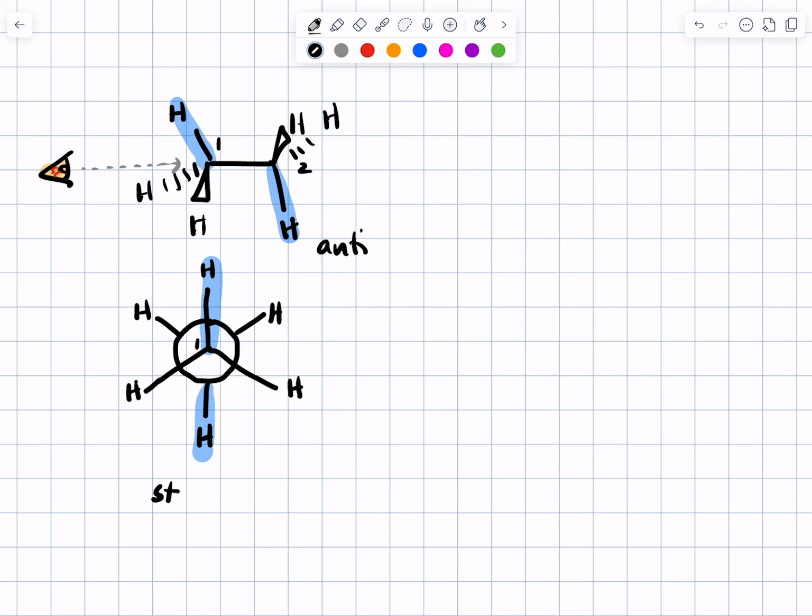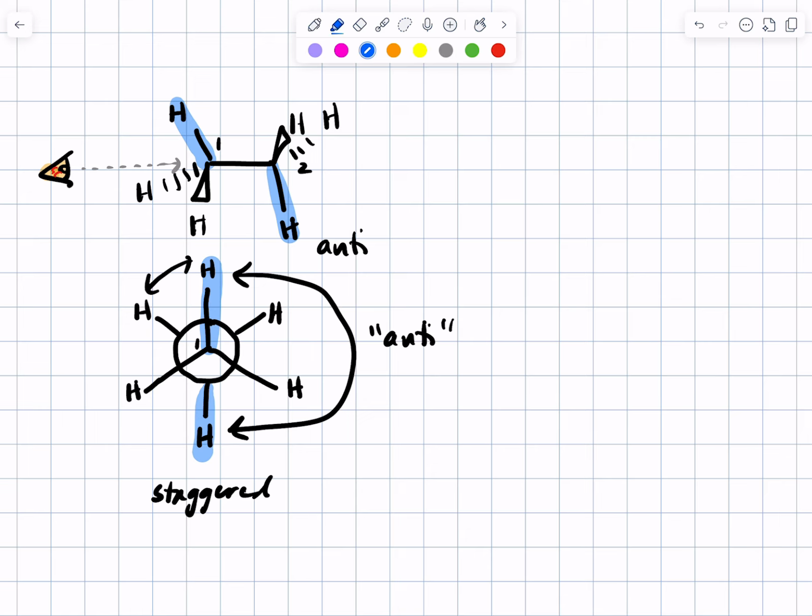And that is the staggered conformation. A couple of just vocabulary terms, not that big of a deal. The relationship between the 2 blue hydrogens is anti, and then the relationship between the blue hydrogen in the front and the orange hydrogen in the back is gauche, which I think is a French word that means left, and that one is on the left, but there's another one on the right, and it is also gauche.